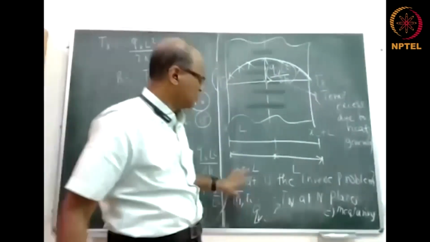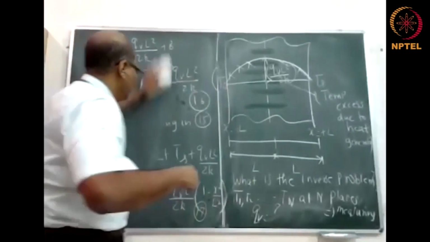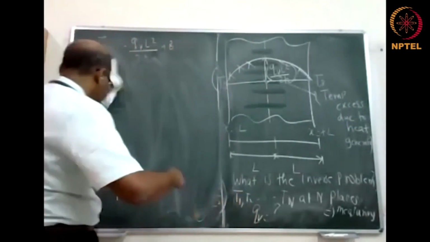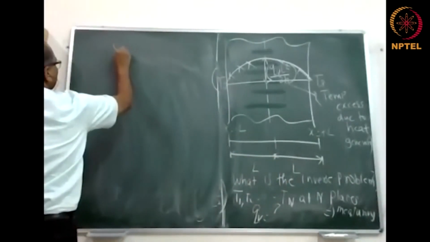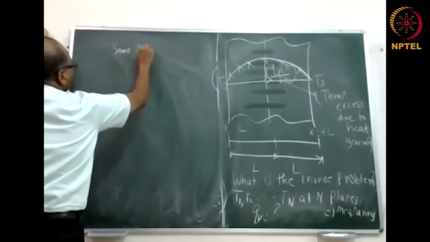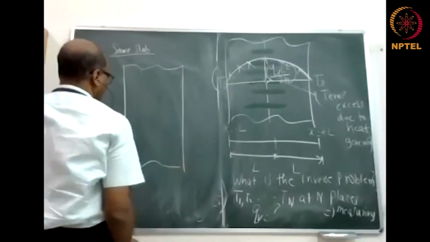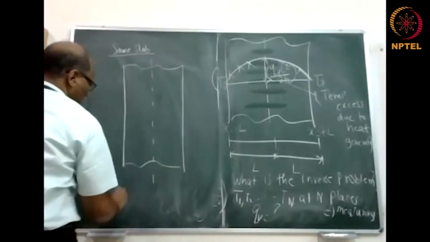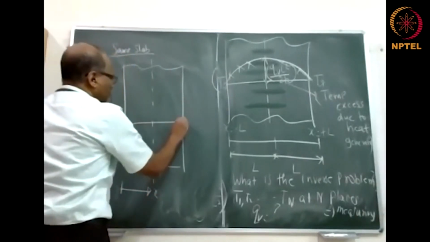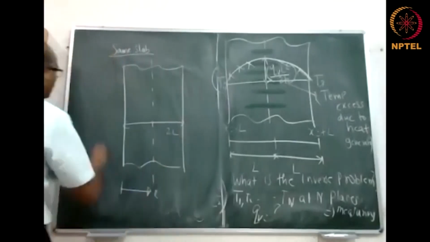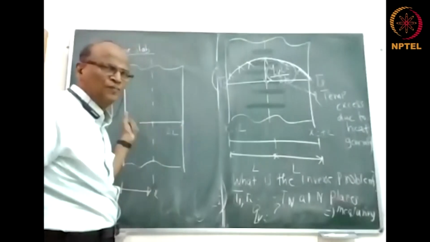Now the question is, if I have many measurements, can I get the QV? Now the problem can get a little more difficult. Consider the same slab. Now I say this is X, and this is 2L. I forget about the symmetry for the time being. Now there is a fluid. This could be a heat exchanger, some metallic wall separating two fluids.